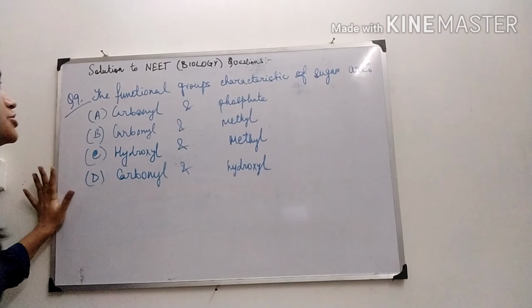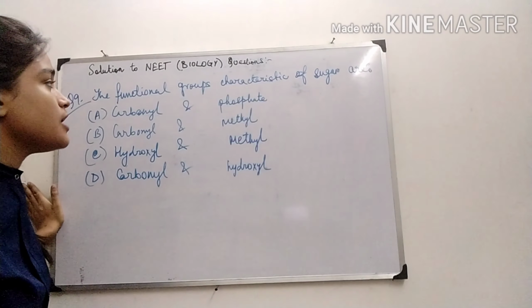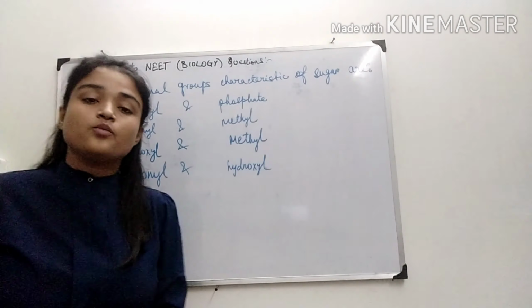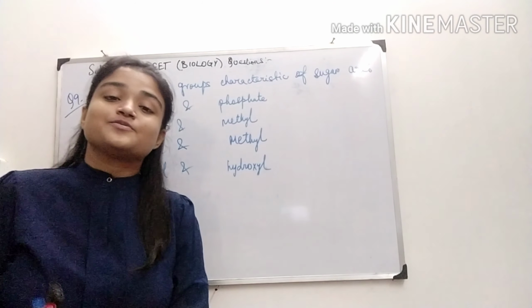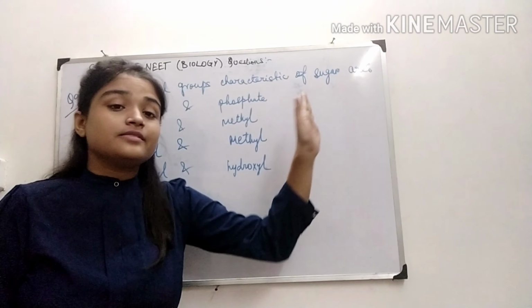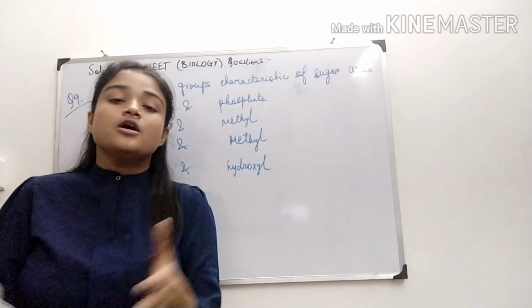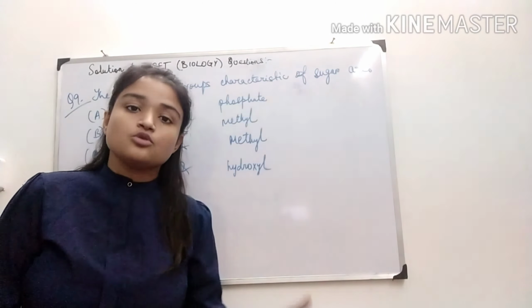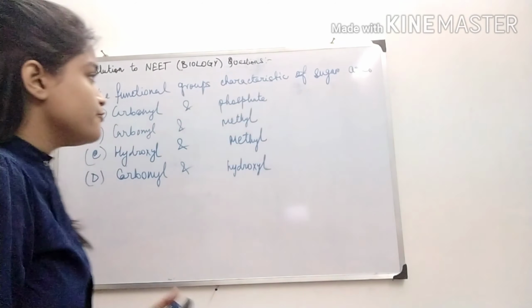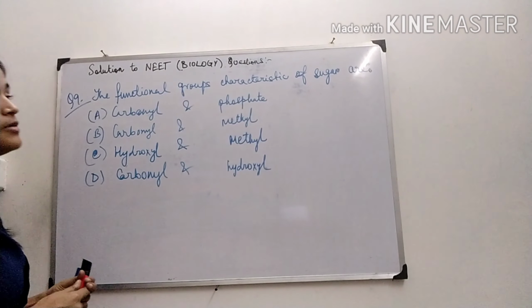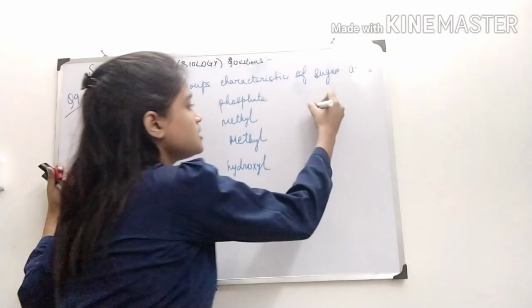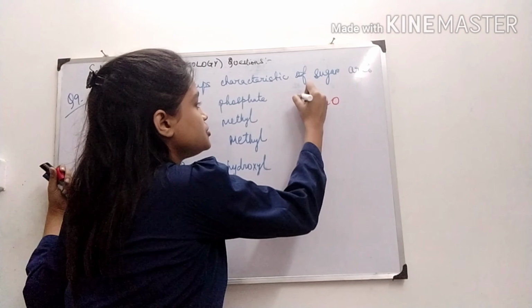Next one is: the functional groups characteristic of sugar are... So we have to determine what functional groups are present in sugars. And by sugar, we mean the simplest sugar, that is glucose, because all other sugars are formed from glucose. So glucose is the monomer. If we see the structure of the simple sugar, glucose, we can answer this question.